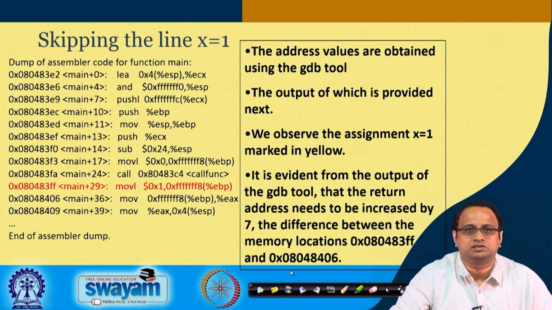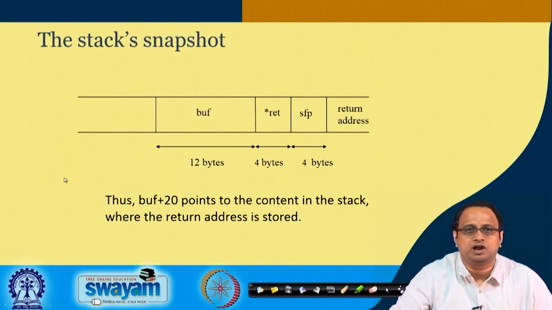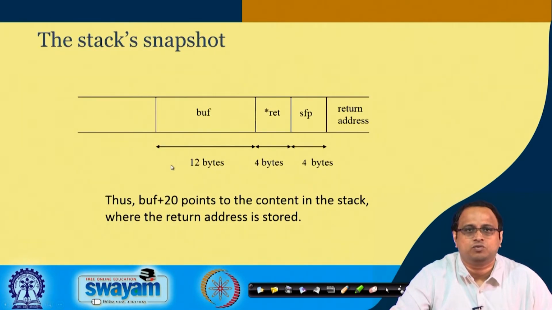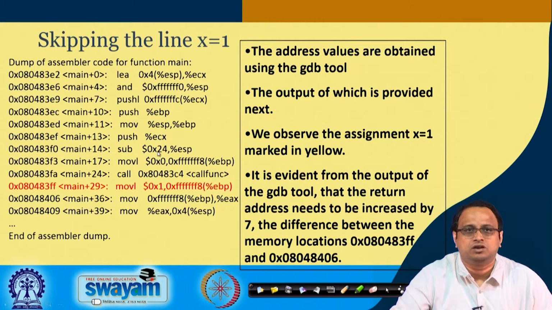0x080483FF and 0x08048406. So this difference is 7. So in order to skip this line, we increment this by 7, and therefore what happens is that rather than returning to this line, the program returns to the next line and therefore skips the B equal to 1 assignment, and therefore B equal to 0 gets printed.